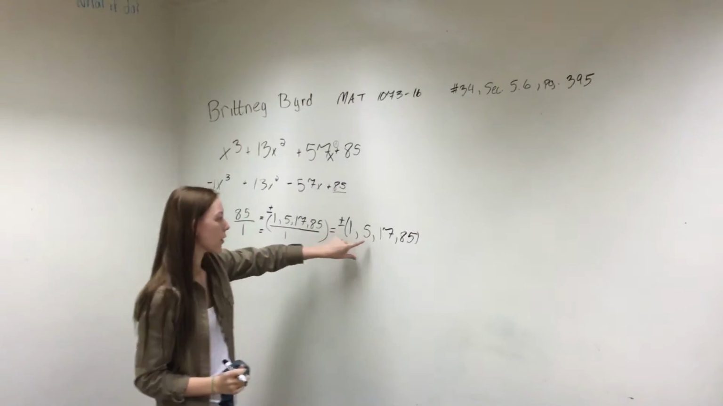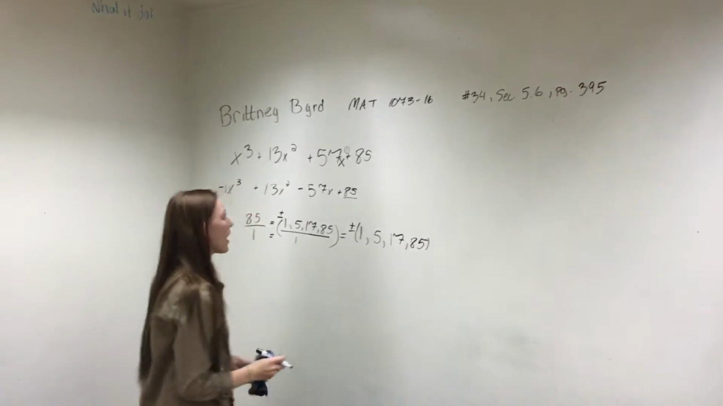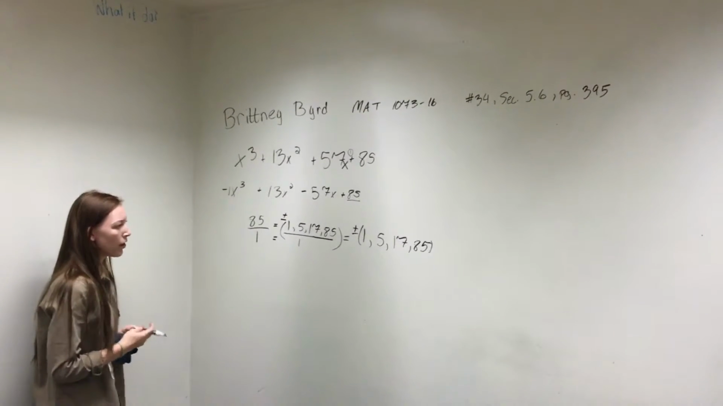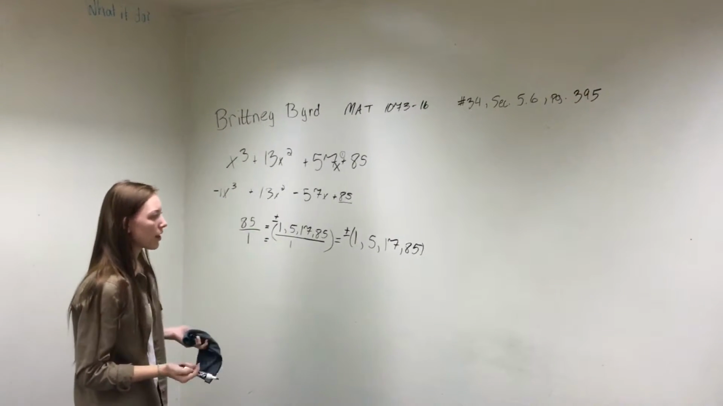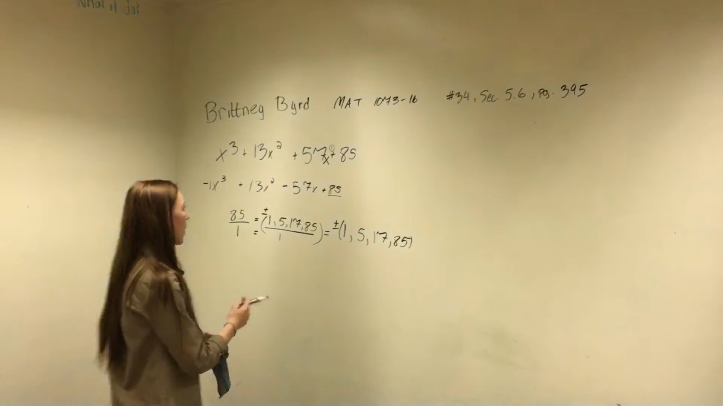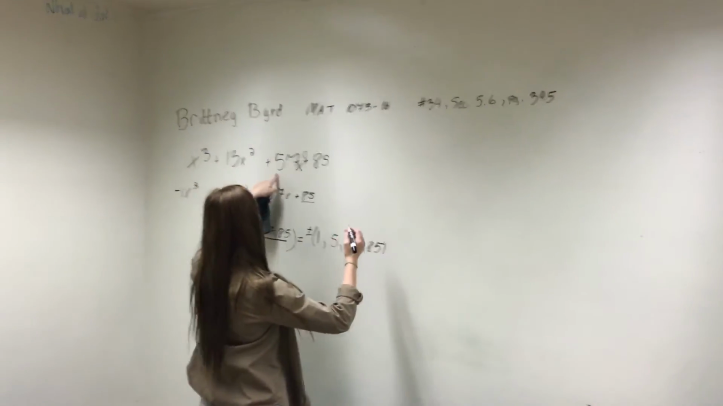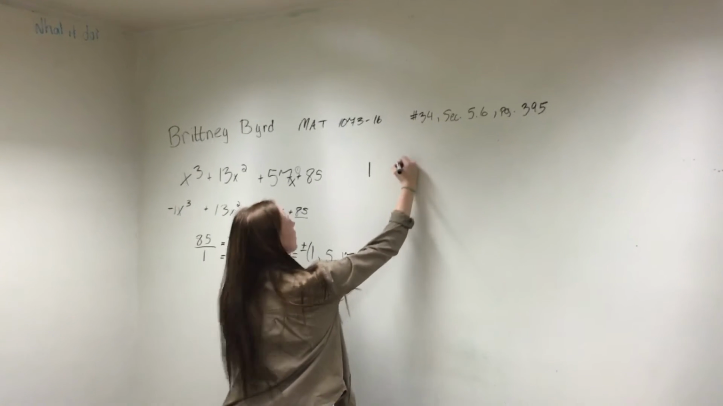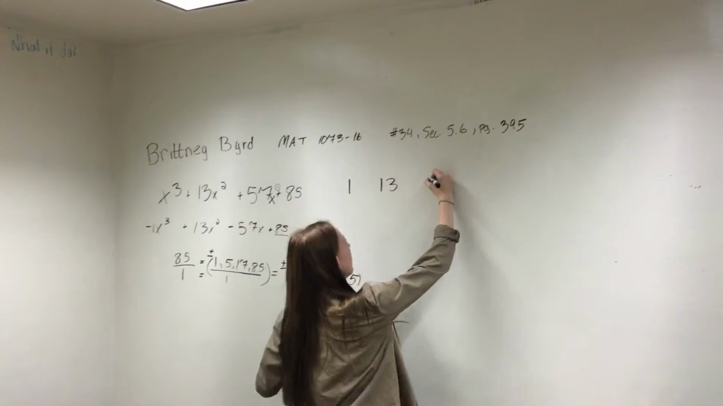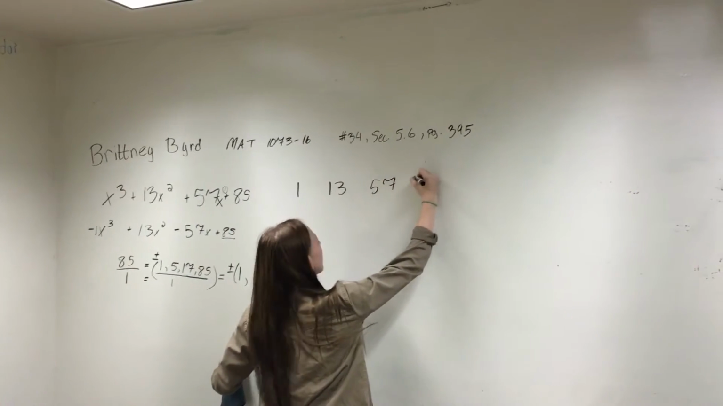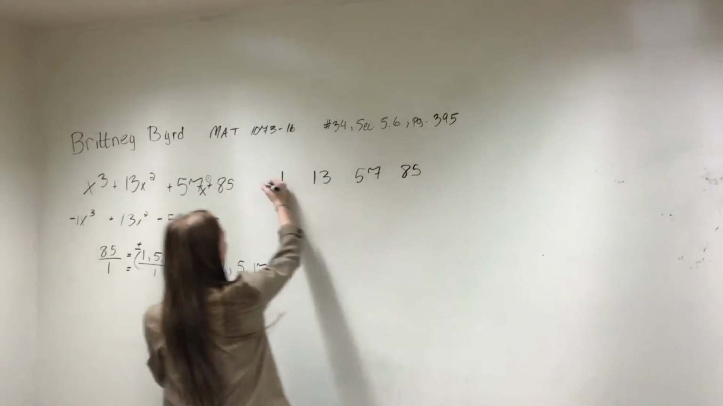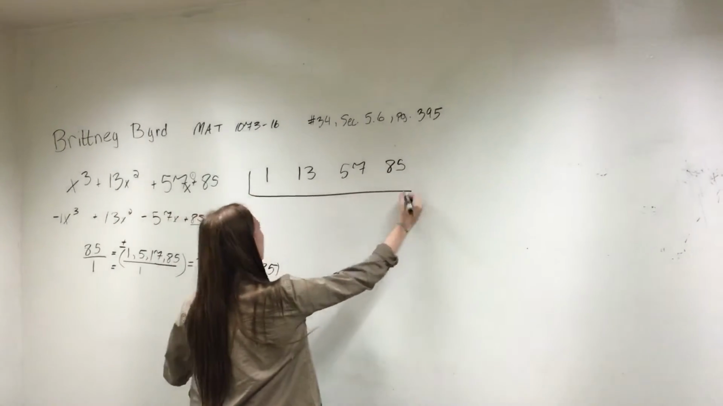Now you take these candidates and you try synthetic division with them. If you get a 0, then that means that you find a zero. So you take the coefficients here, so you have 1, 13, 57, and 85. You do synthetic division.